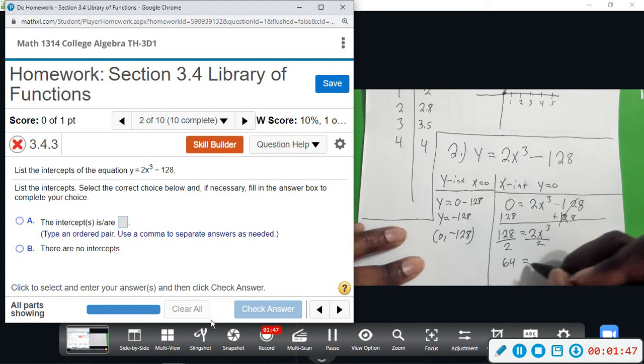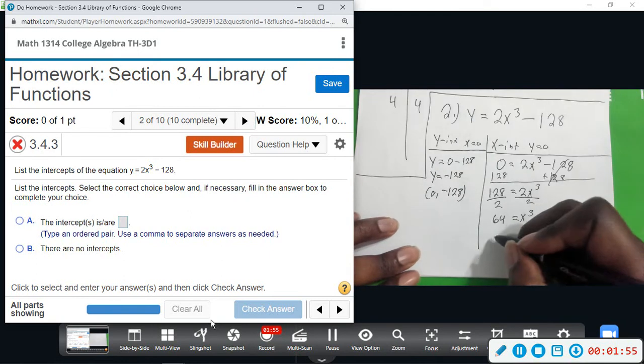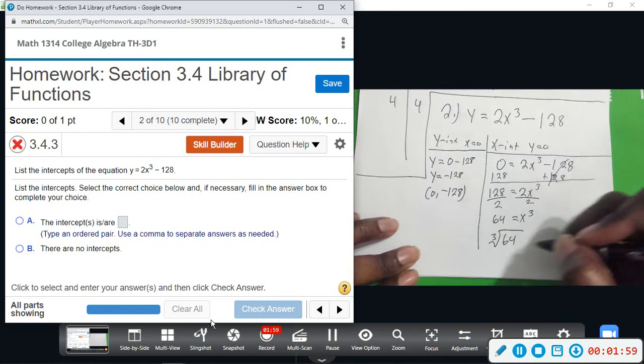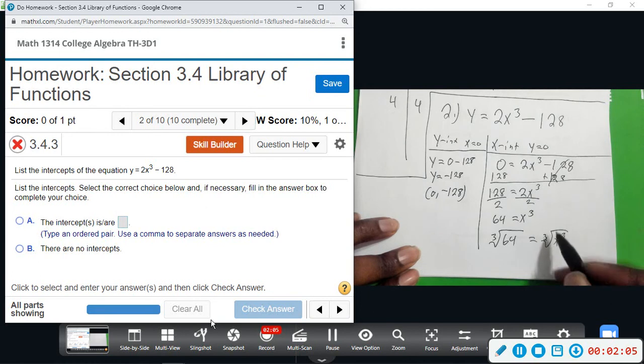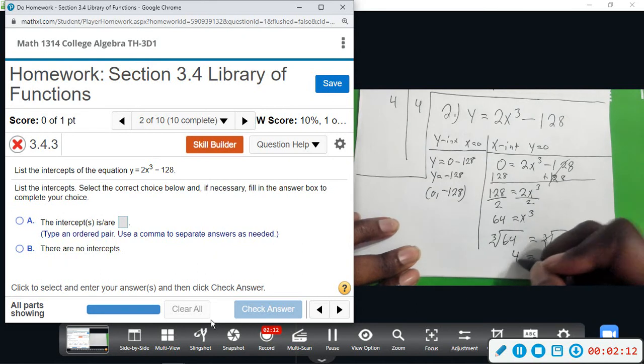And then we get 64 equals x cubed. And then to get rid of this cube, we have to do the cube root. So we've got to do the cube root, not square root. We've got to have a 3 out there, 64. Then we're going to do the cube root of x cubed. The cube root and cube cancel each other out, so we're just left with x. And the cube root of 64 is 4.